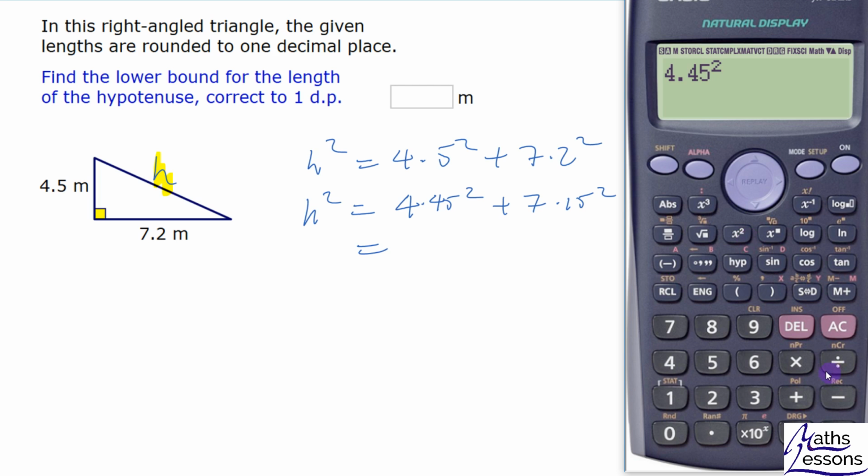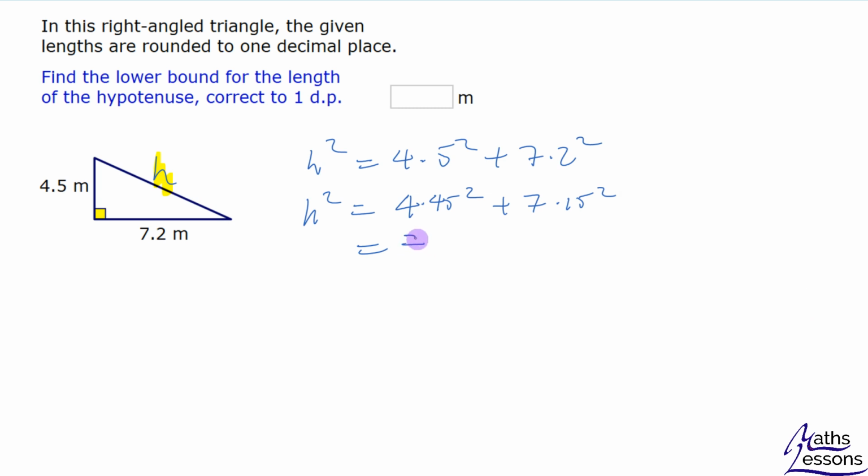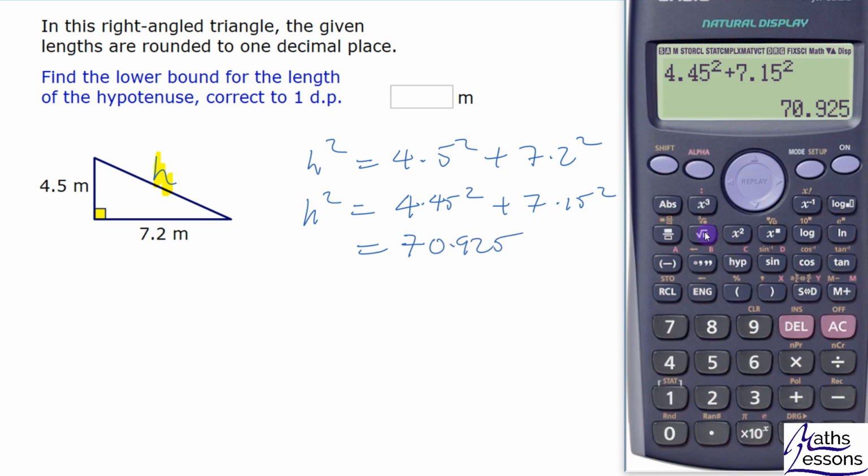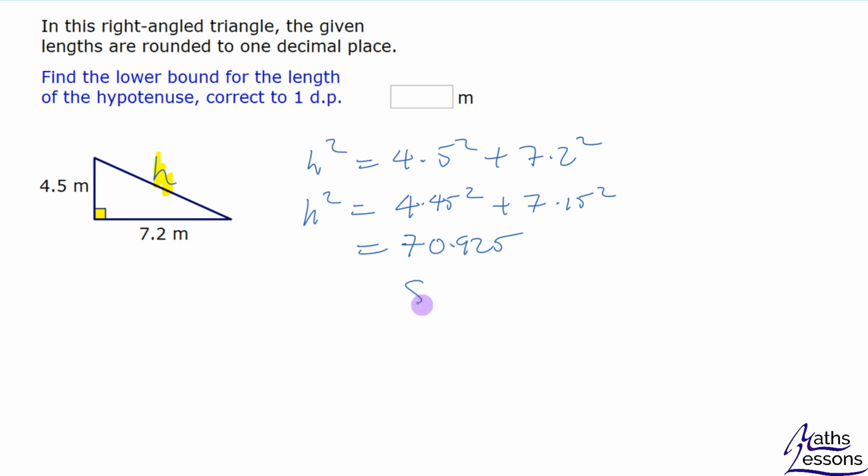So put those into our calculator. 4.45 squared plus 7.15 squared gives you 70.925. And then we square root the answer, and we get the hypotenuse, 8.421 and so on. Now remember what I said: in a GCSE exam, you generally get asked to put down the whole of that. Here it's being asked to 1 dp, so we would get 8.4.